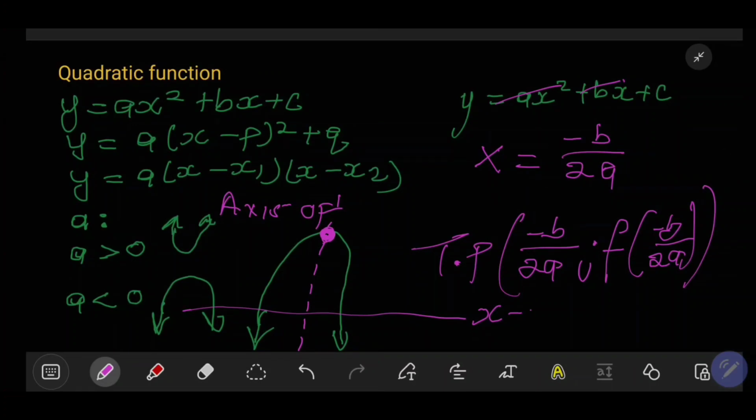Then you can be given an equation in this form, and you will be required to sketch a graph, and you have to follow a certain procedure in order to do that.